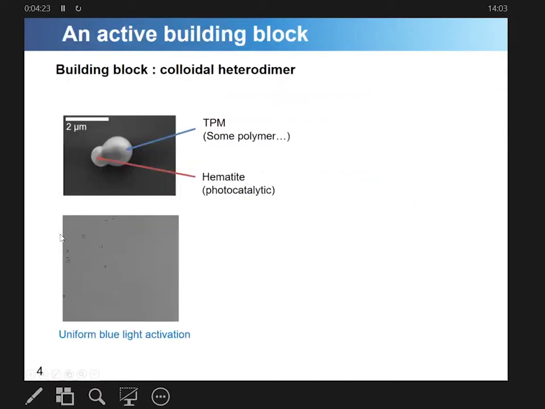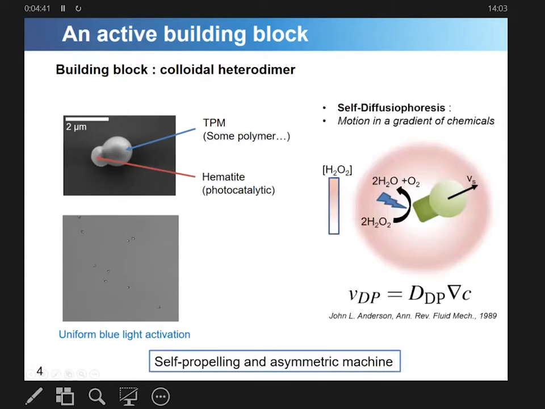So the main building blocks that we used before, I'm showing to you here. It's just a micrometric particle with a photocatalytic part at the back and a polymeric part at the front. And this particle, when you put it in a solution of hydrogen peroxide and you shine light on it, it decomposes the hydrogen peroxide, which triggers its self-propulsion by diffusiophoresis. And what we need to remember is that the typical velocity that we would get is proportional to the local gradient that is generated.